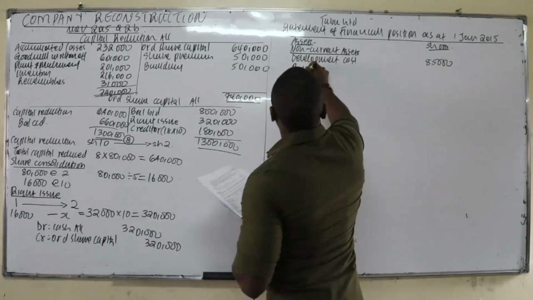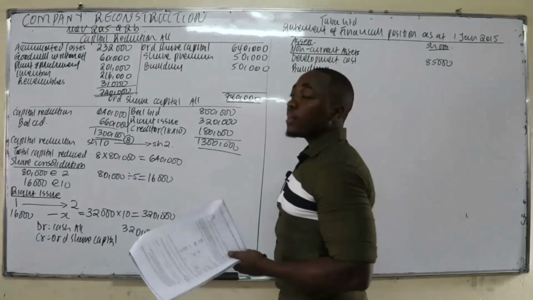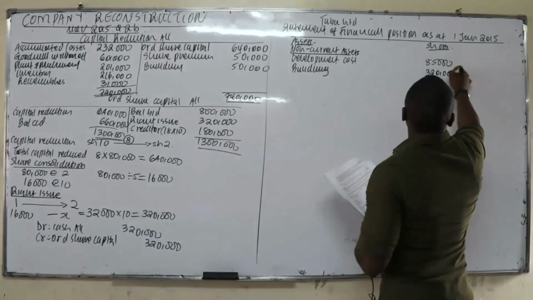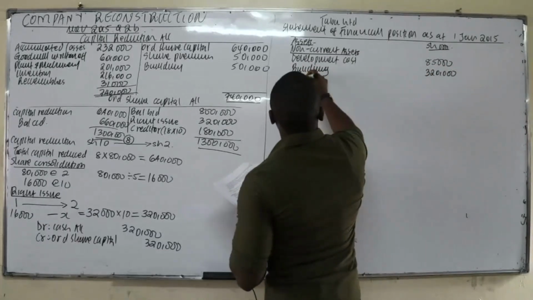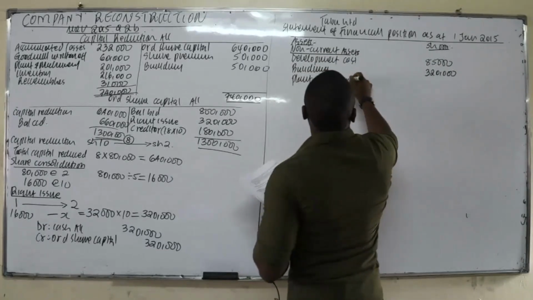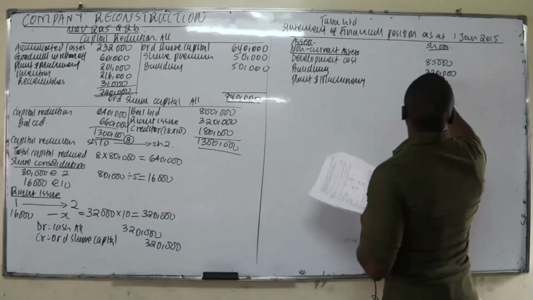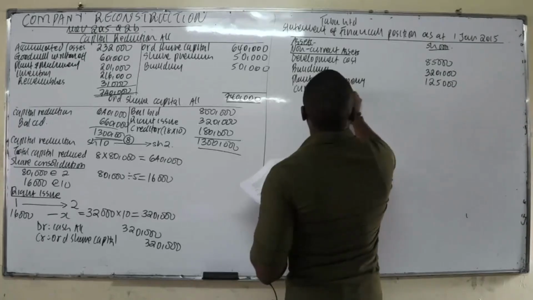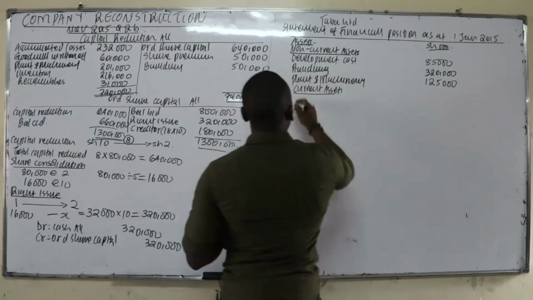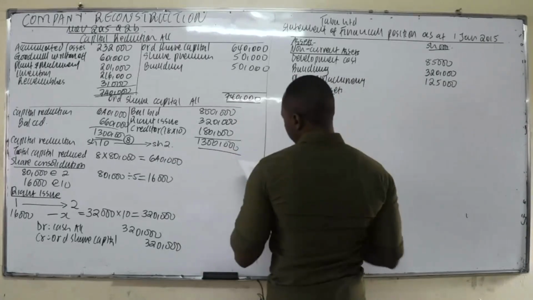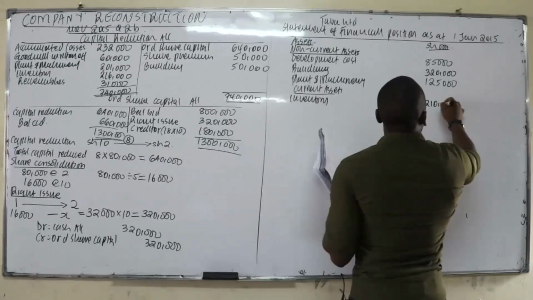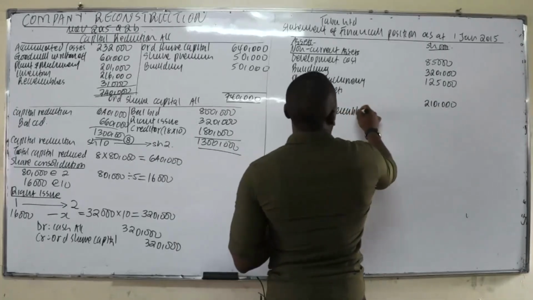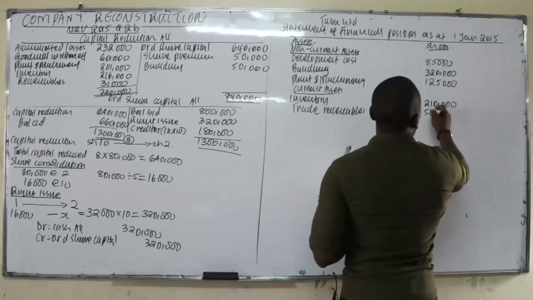Then we have buildings. Building was revalued, so you take the revalued amount. Note number 6, an amount of 320. Then there was plant and machinery. You also take the revalued amount, which was revalued to 125. Then we have the current assets. For the current assets, we had inventory. You also take the revalued amount. It was revalued to 210. Then we had trade receivables, revalued to an amount of 500.